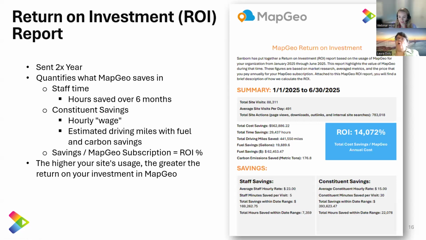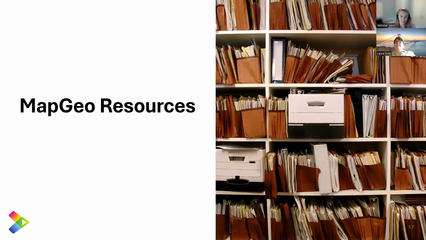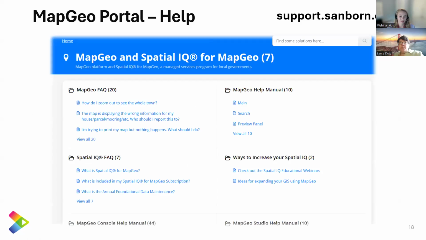So before opening this up to questions, we just wanted to highlight a few MapGeo resources that we have available to you. The first is our revamped MapGeo and Spatial IQ support portal. It's available at support.sanborn.com. And here we've rearranged things, made it a little easier and clearer to find the answers to your questions. The MapGeo help manual is on there for those of you who have dashboard or console access. We have all the help articles there, and a lot of additional information.